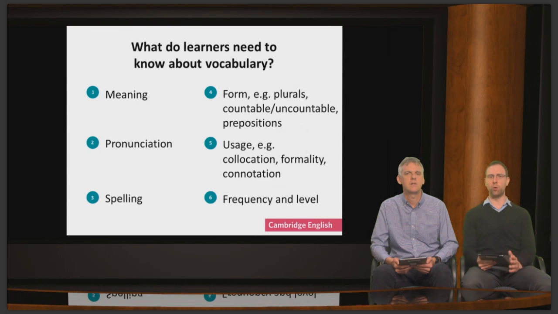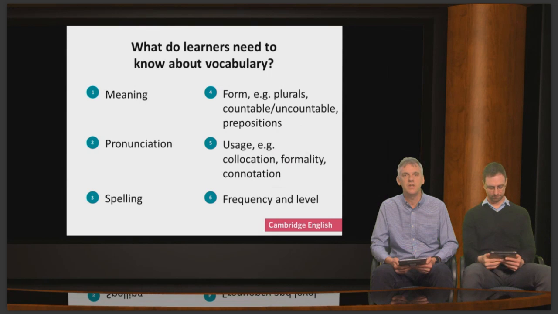When we talk about form with reference to vocabulary, this means what type of word it is, for example, a noun or a verb. Form can also include aspects such as irregular plurals or countable and uncountable nouns. And also potential issues like verbs and dependent prepositions such as listen to and depend on.